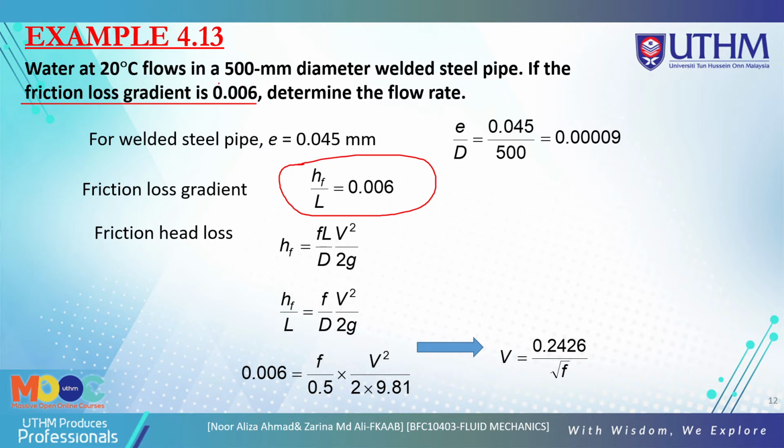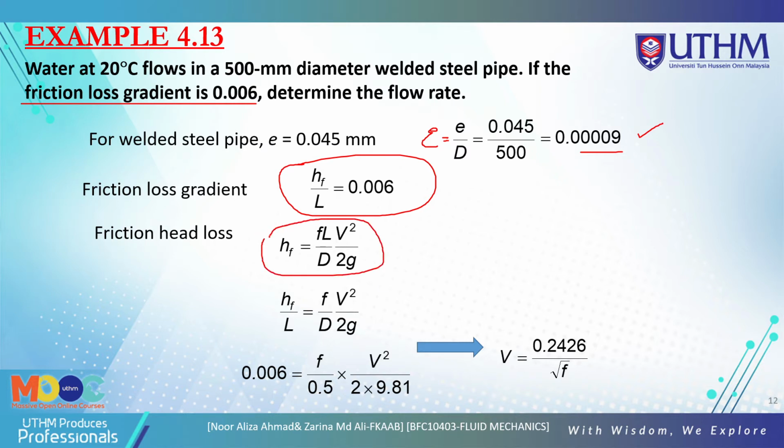The diameter is 500 mm. So you must get the relative roughness, E over D. E is 0.045 mm divided by 500 mm. So you get the value of relative roughness, which is 0.00009, and then you find the friction head loss.